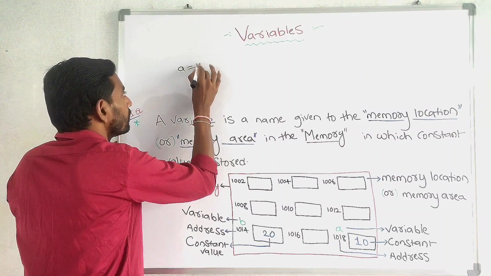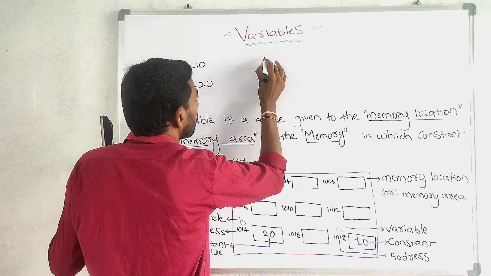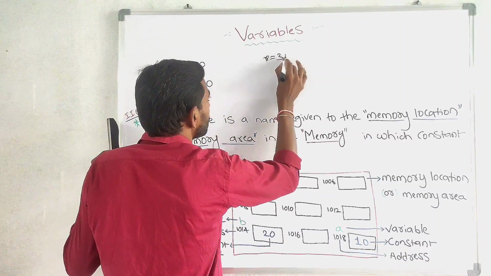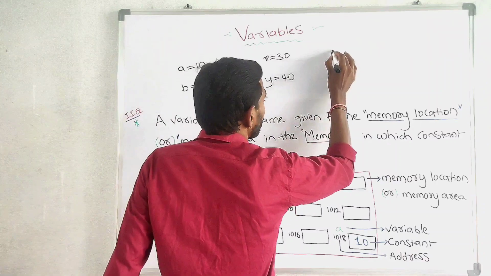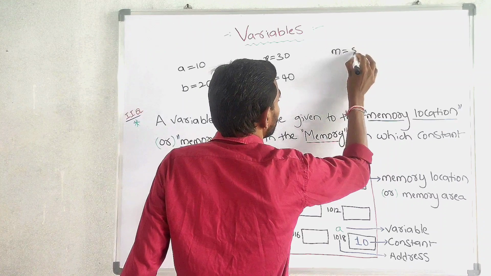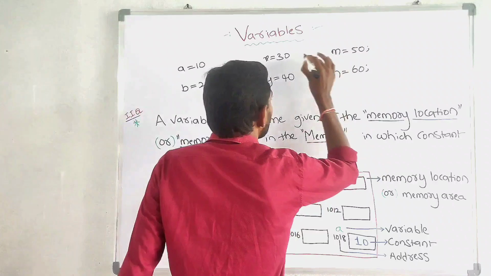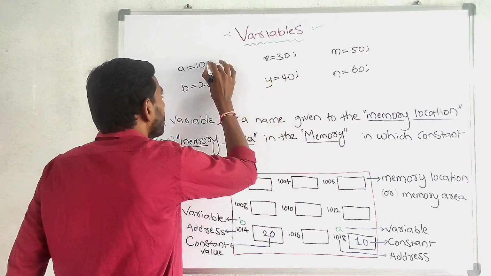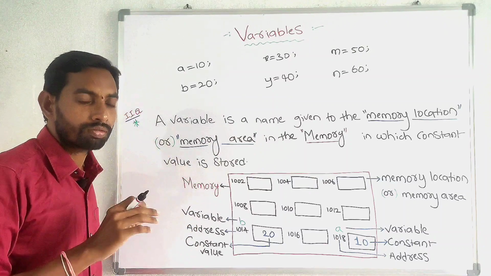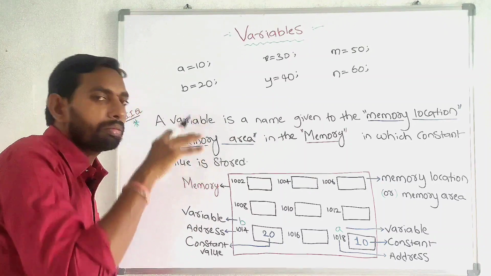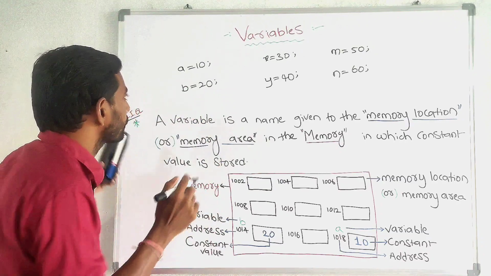A is equal to 10, B is equal to 20, X is equal to 30, Y is equal to 40, M is equal to 50, N is equal to 60. A variable is a name in which a constant value is stored. A variable is a name in which a constant value or fixed value is stored.